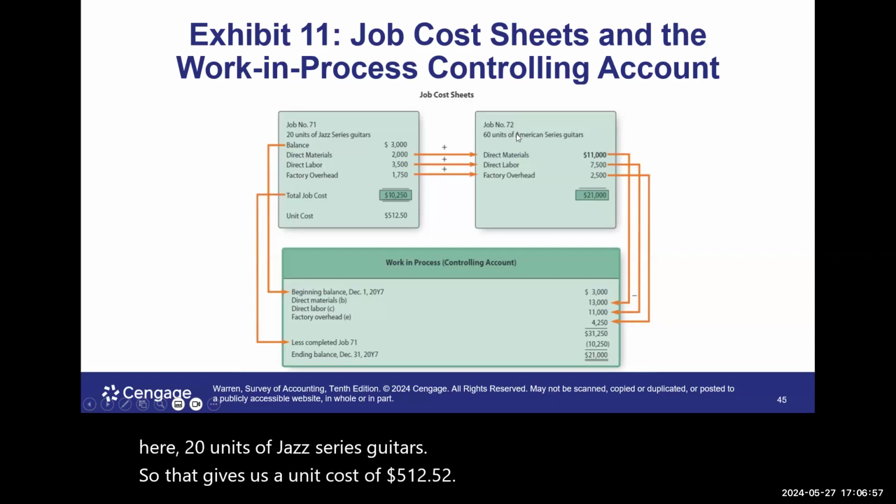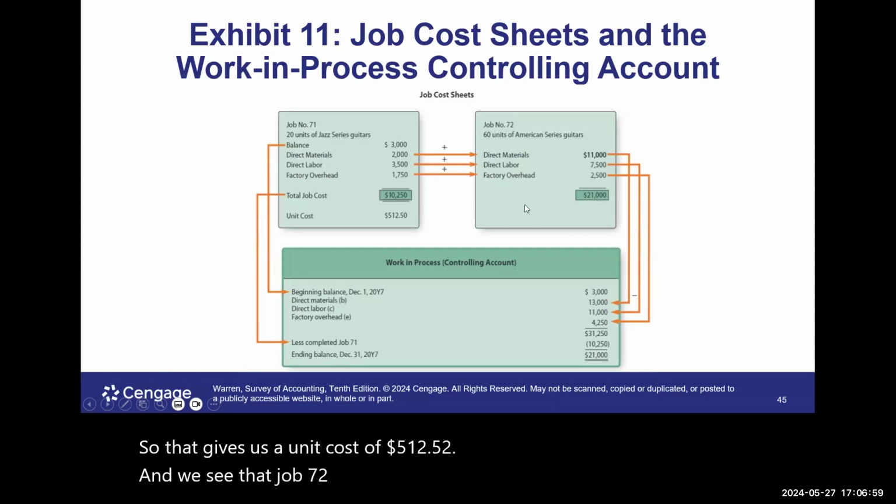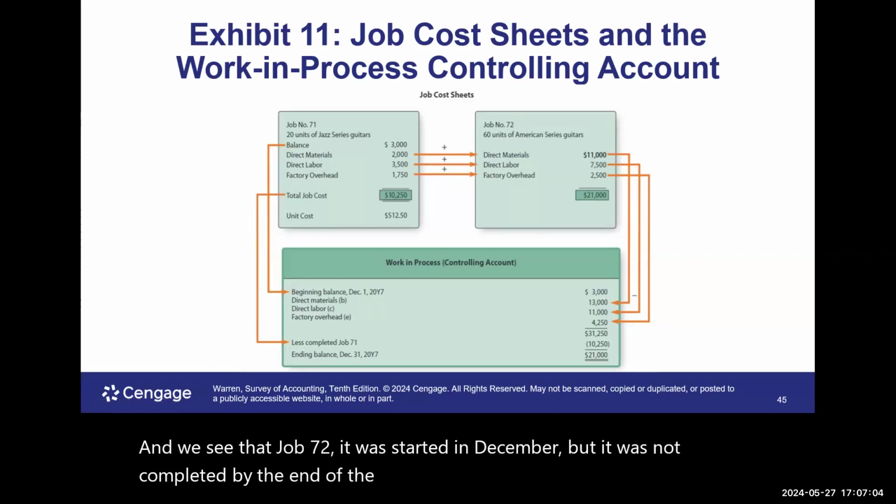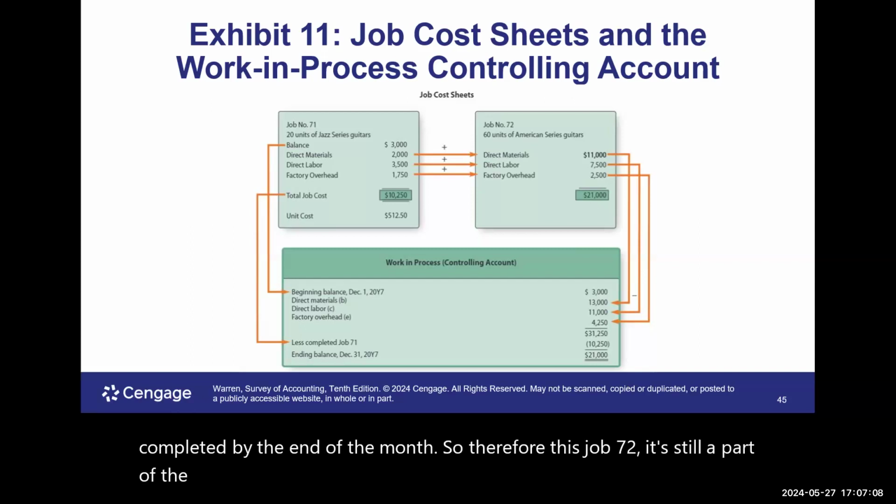And we see that job 72 was started in December, but it was not completed by the end of the month. So therefore, this job 72 is still a part of the work in process. Hence why we see there's no unit cost.